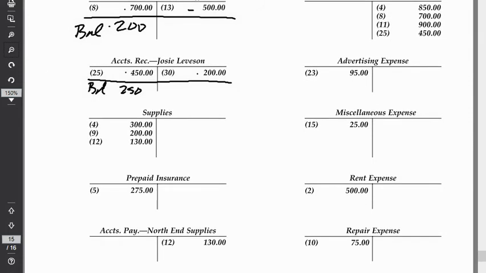We look at our supplies. If we look at our supplies, we took $300 plus $200 plus $130, because again, they're all on the debit side. That means we got a balance of $630 in the supplies. You'll do this for each one of your transactions, each one of your T accounts. You're going to go ahead and calculate what the ending balance is.